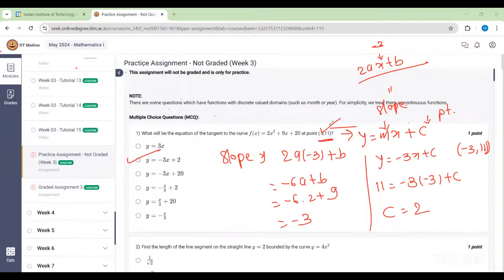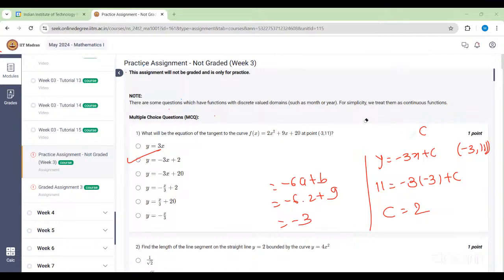We can also find it another way. First we have to simplify the equation. We get 4x plus 9, right? Then we put x equal to minus 3, and we get slope m equal to minus 3. Then we put it in the slope intercept formula. Whatever way you prefer is fine, as long as you are getting the same answer and using the correct formulas. It's a lengthy one, but that's also okay.